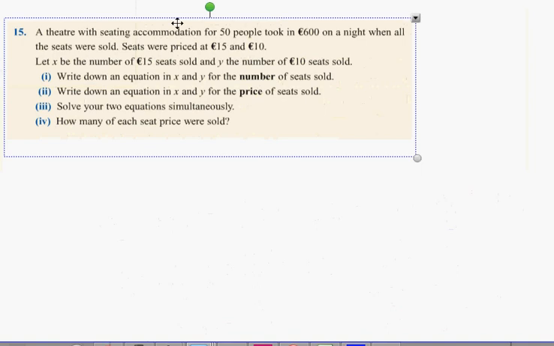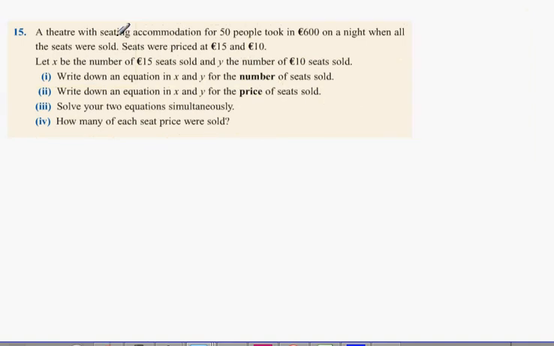So the following, okay? A theatre with seating accommodation for 50 people took 600 euro in on a night when all seats were sold. Seats were priced at 15 and 10. Some of you have asked me, how do you know when you're using a simultaneous equation? You know when there's two completely separate groups that have nothing to do with each other. In this case, we have two different types of prices, which means two different types of people who buy it.